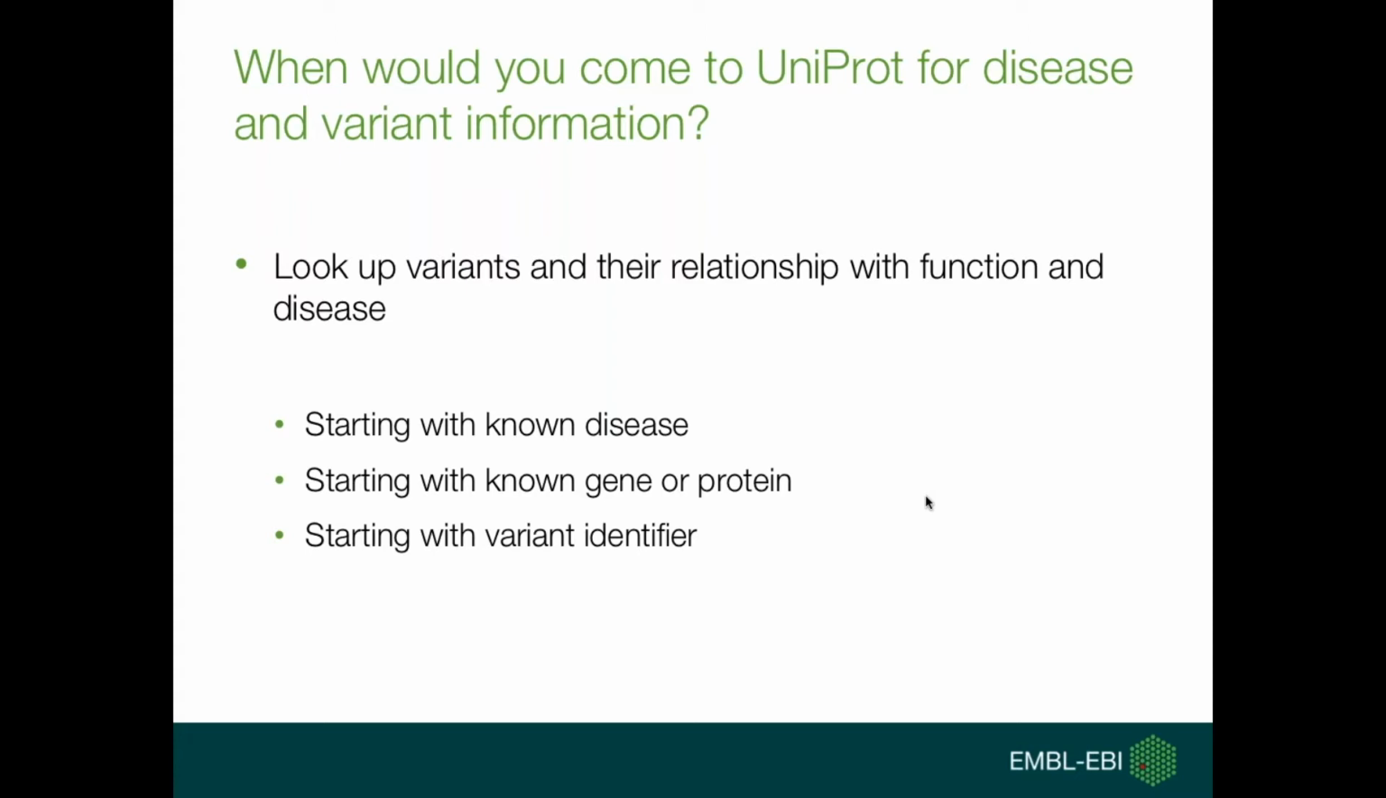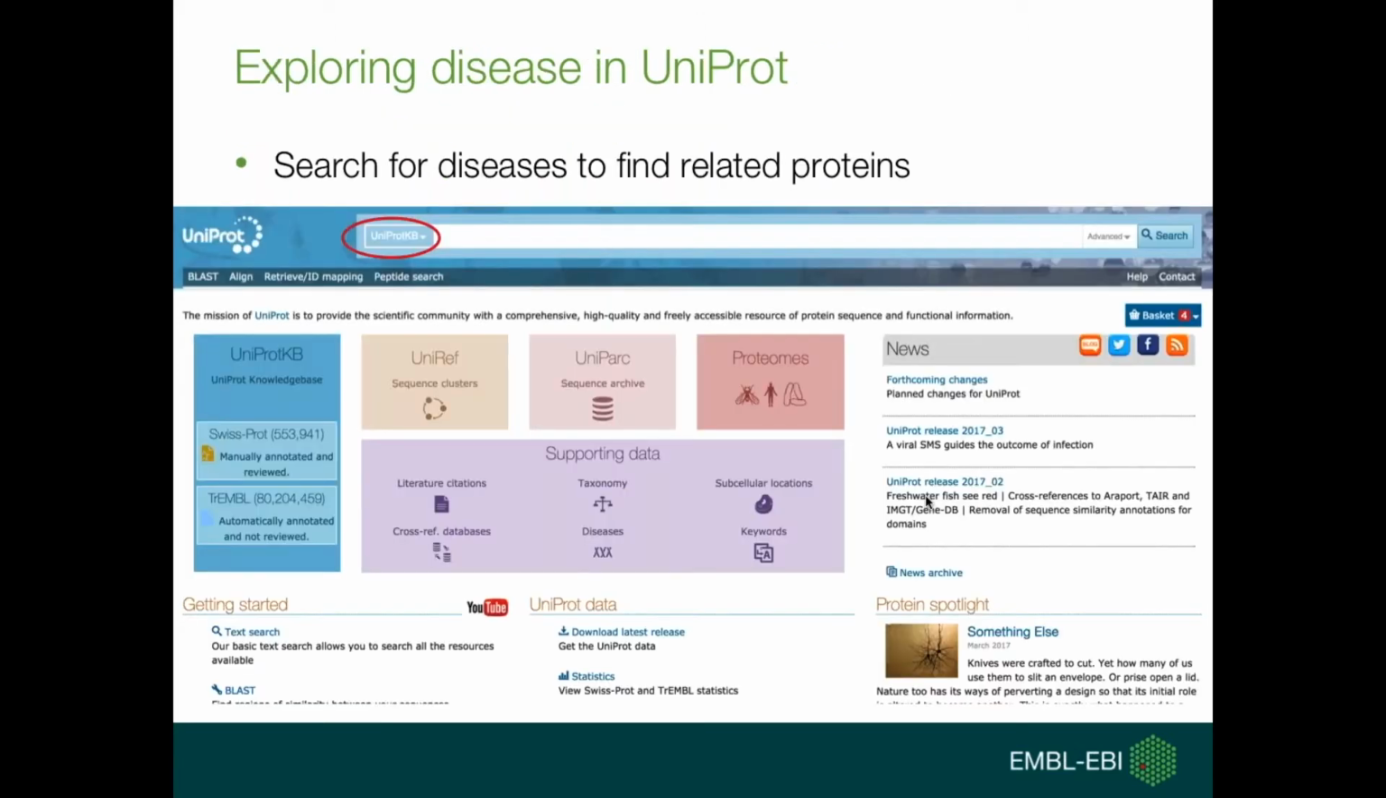To do this, you can come to UniProt and start with a disease that you're interested in, or you can start with a gene or a protein that you already know you're interested in, which might be related to diseases. Or if you have a variant identifier, such as a dbSNP identifier, and you're interested in a particular variant, you can search with this in UniProt as well. So there's these 3 input points coming into UniProt that might be useful for you. We'll very briefly look at each one now.